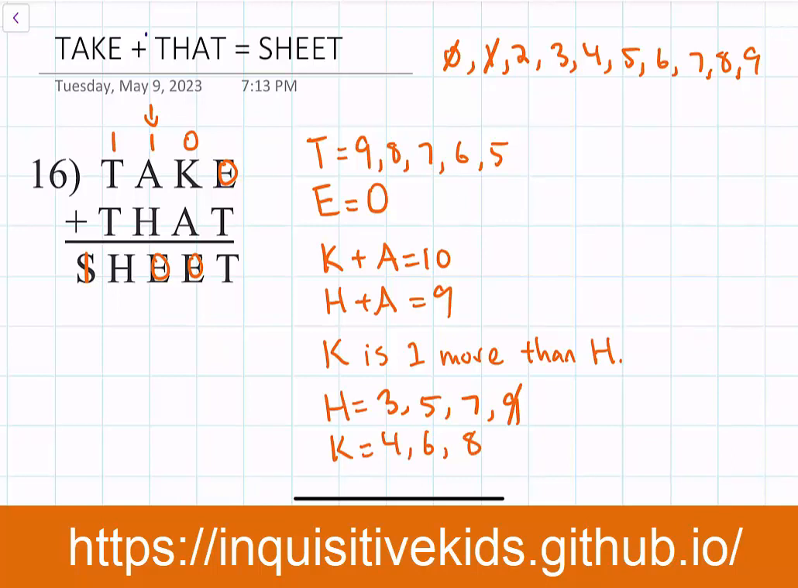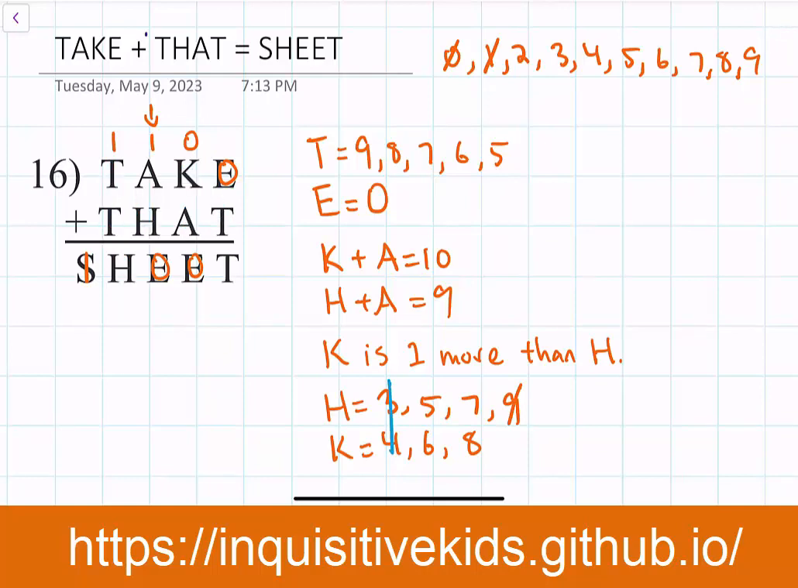Now we have narrowed our options down, so we could go ahead and test our values out. If H equals 3, T equals 6, and K would be 4. But then you can see that in the tens place, A would also have to be 6, but 6 is already taken by T. They can't be 6 at the same time. So this possibility does not work out.